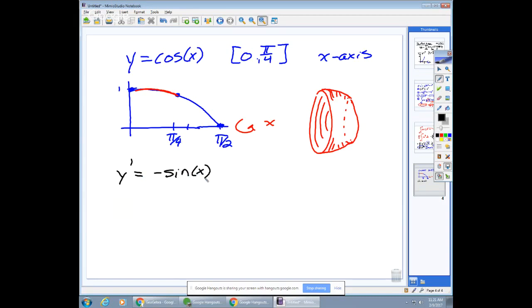And since we're going to be going back and forth between derivatives and antiderivatives, we always got to double check in our brains. Did I go the right direction there? y prime squared is the sine squared. Negative times a negative is a positive. Then we're going to have 1 plus that.